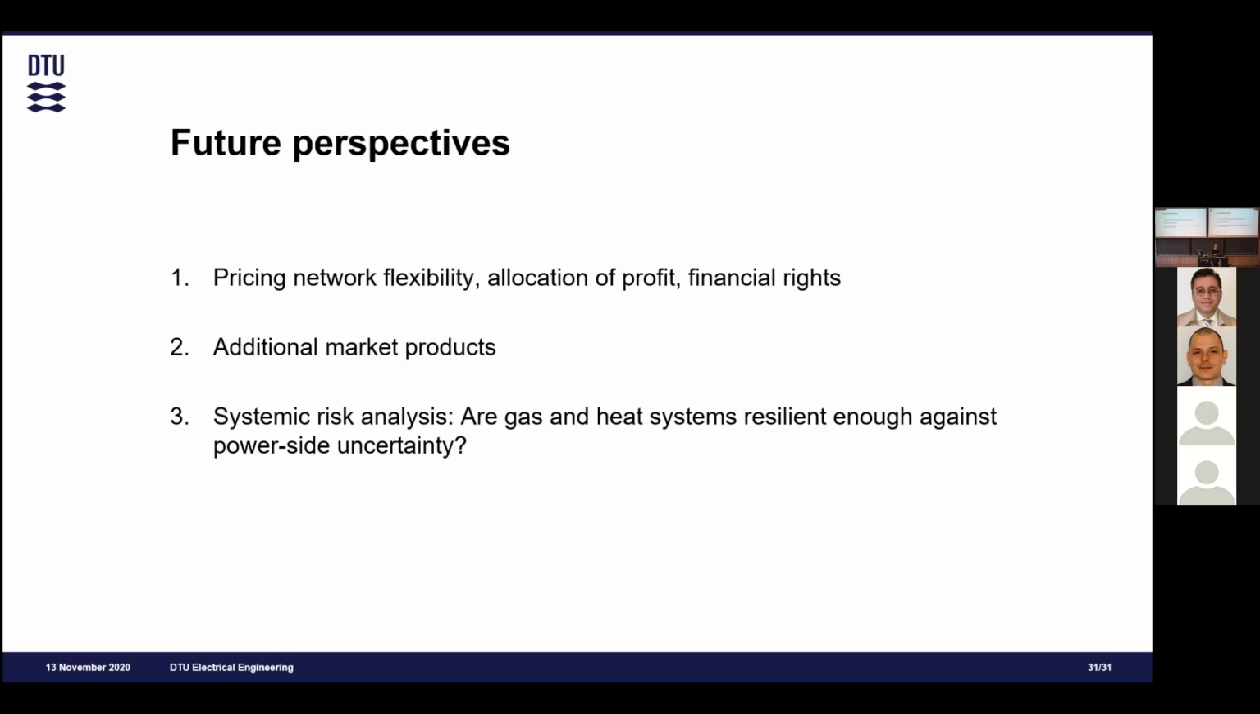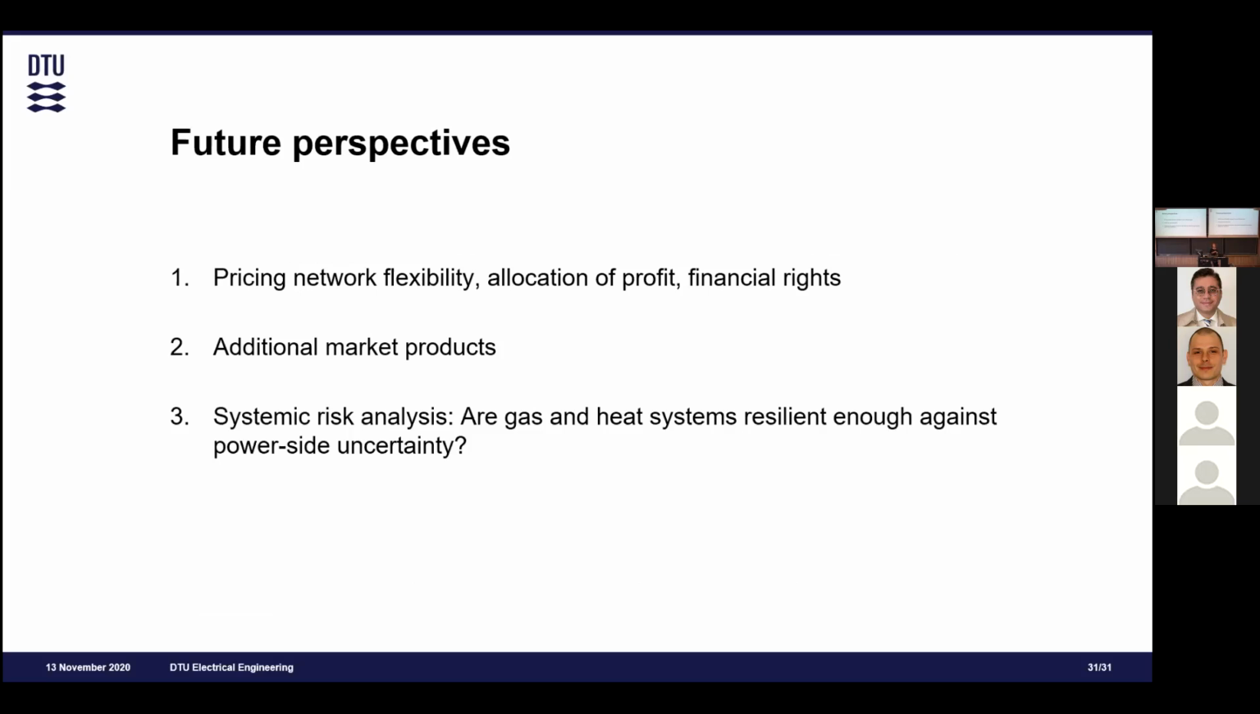And for future perspective, the next step towards coordination of energy sectors will be to ask how to monetize the network flexibility that we showed, and how to price this flexibility service that gas and heat network operators can provide to the power system. And this requires proper pricing, and then the profit that the network operator can make from that. How can we allocate and distribute that profit?